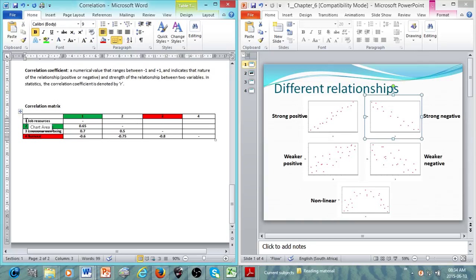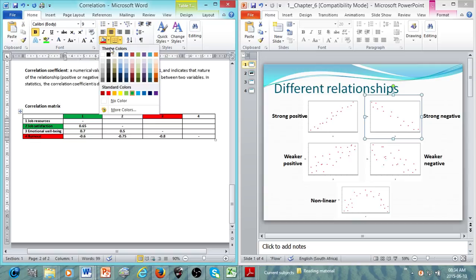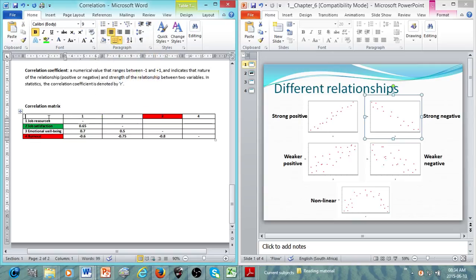Job resources is referred to as 1, job satisfaction is referred to as 2, emotional well-being is number 3, burnout is number 4. So this column refers to job satisfaction. Sorry, that's not referring to job satisfaction, I beg your pardon. That is referring to job resources. Okay, let me just remove the coloring. Okay, so now, job satisfaction.